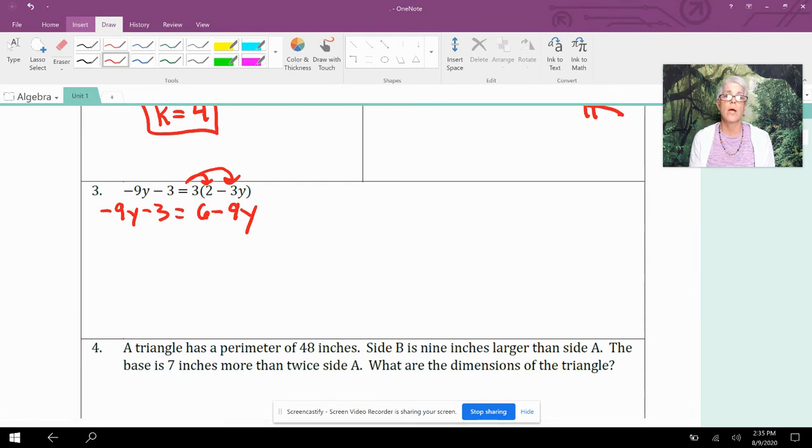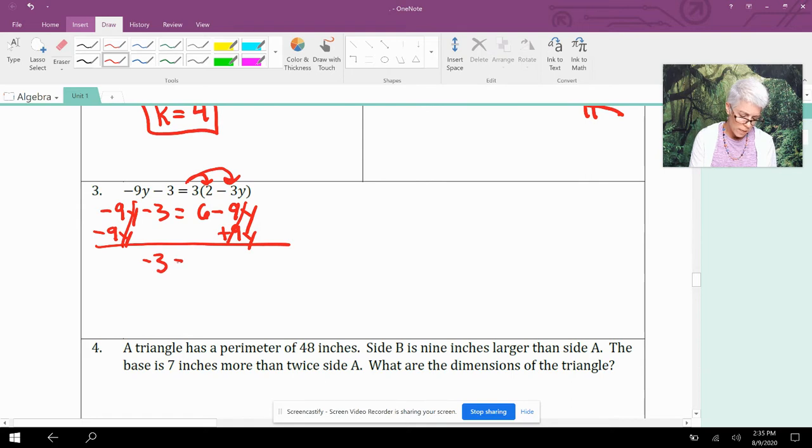Okay, now I'm going to go ahead and move the variables first. Again, if you note, it doesn't really matter which way I go, because whether I move either y, it's going to cancel them out, and I'm only left with numbers again.